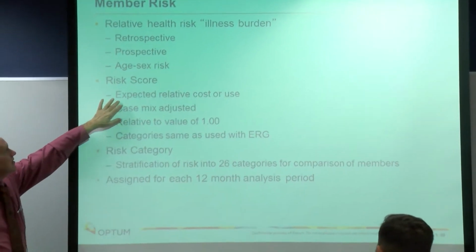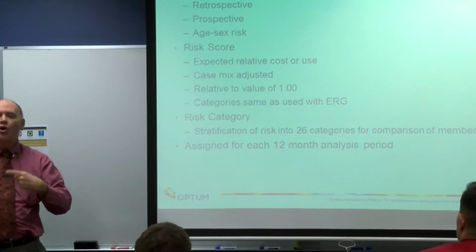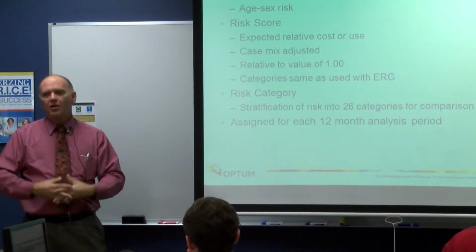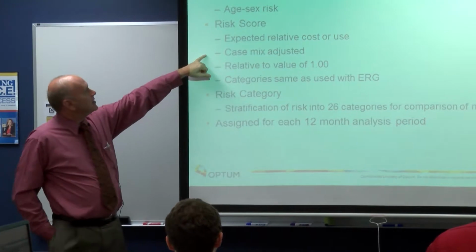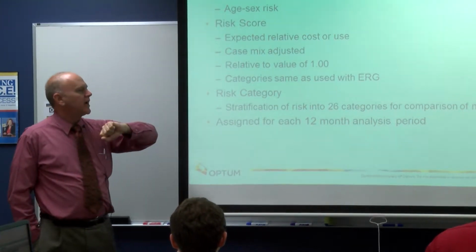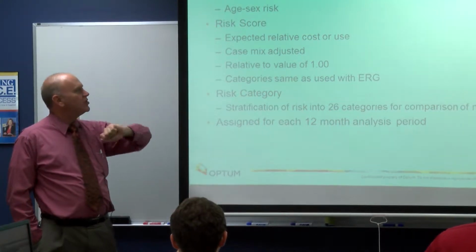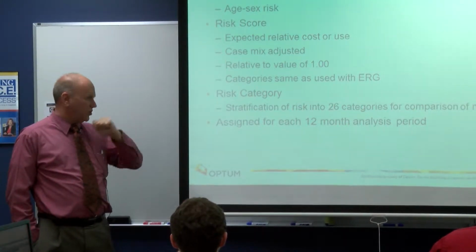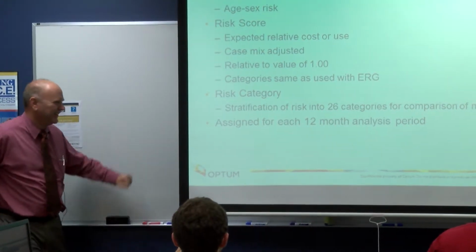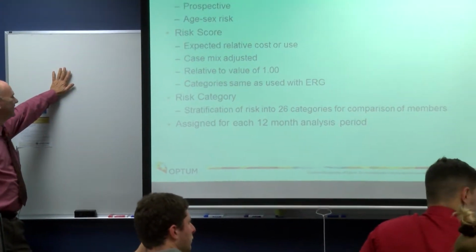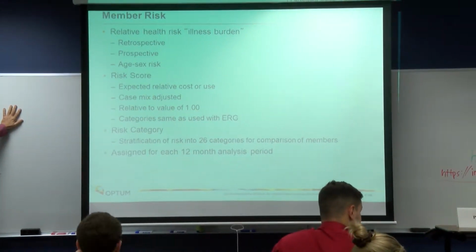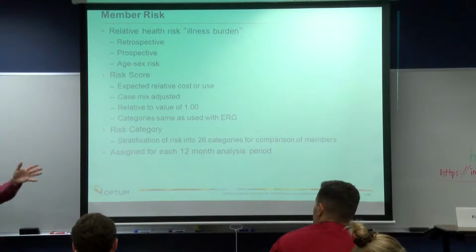Risk really is the expected relative cost or use. So how much are you expected to cost? How much have you cost? It's case mix adjusted. It's relative to 1.0. If you took your entire population and got the average risk, would you have a 1.0? Why? Sarah knows the answer. Go ahead. Because the 1.0 is the national average according to your research database. Yep, absolutely.